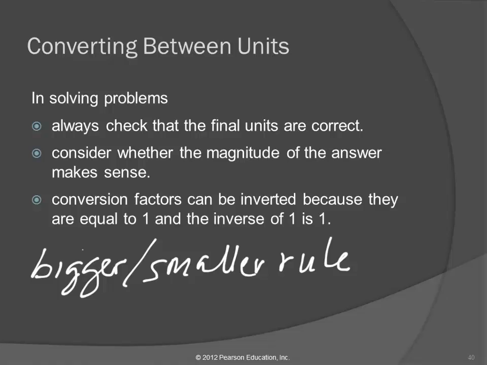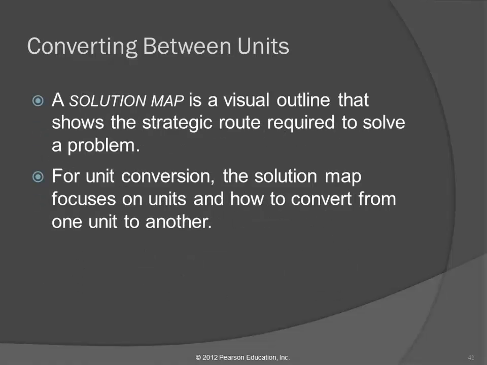And then remember that conversion factors can be inverted. You can turn them upside down. They're fractions, and you can just flip them over at will. Because they're equal to 1 and inverting the 1, it's still 1, and you're not really changing anything. So what's helpful is to have a solution map. That's what this book calls them. I've called them paths in other things. But it's a map. You need to know where you're starting, where you're going, and then you have to have a plan for how to get there.